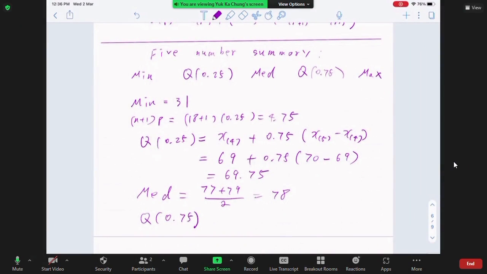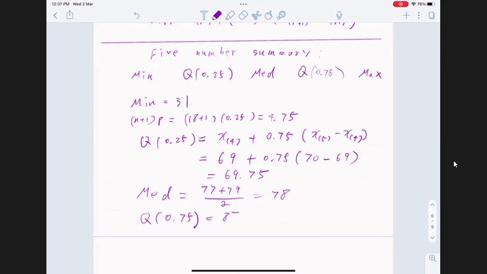Now for the upper quartile, or the 0.75 quantile, I'm not going to repeat the calculation here. You may do the similar calculation. You will find that it is equal to 87 point something. And the maximum is the largest number, equal to 94.